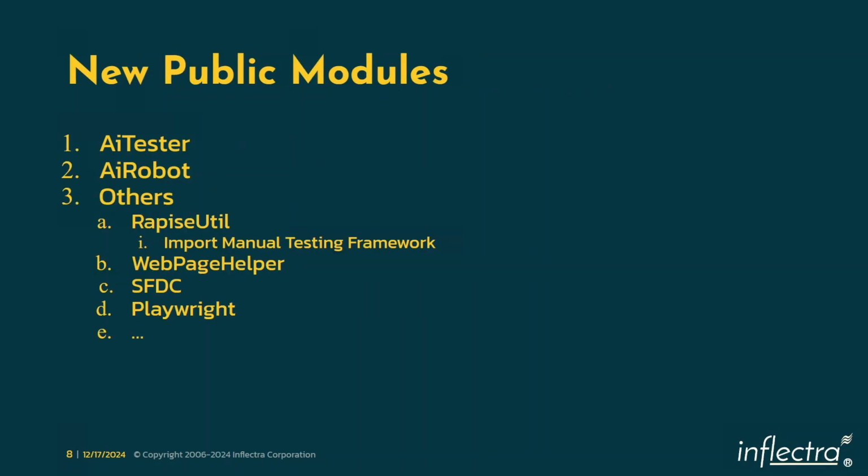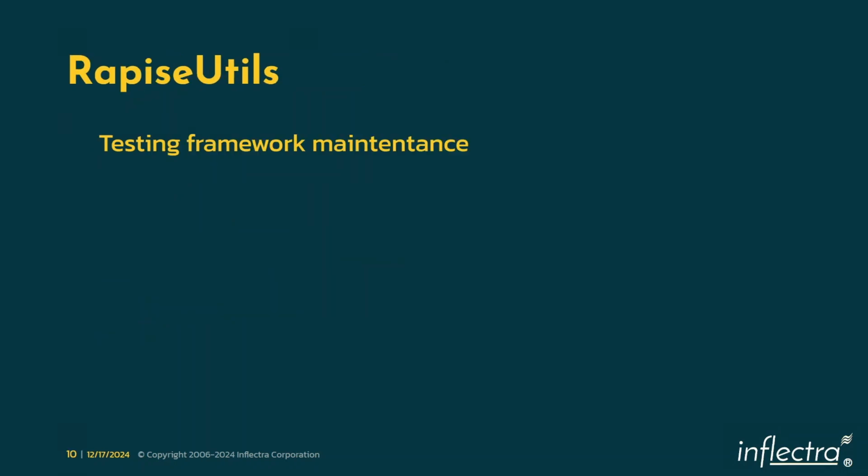There are new public modules that utilize new features of Rapise 8.3. Let's go through them. The first module worth mentioning is RapiseUtils. It contains some methods and entry points for maintaining the testing framework.